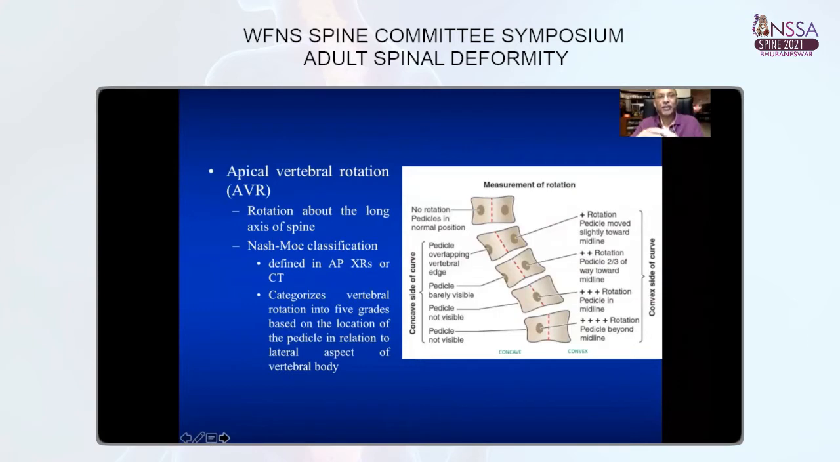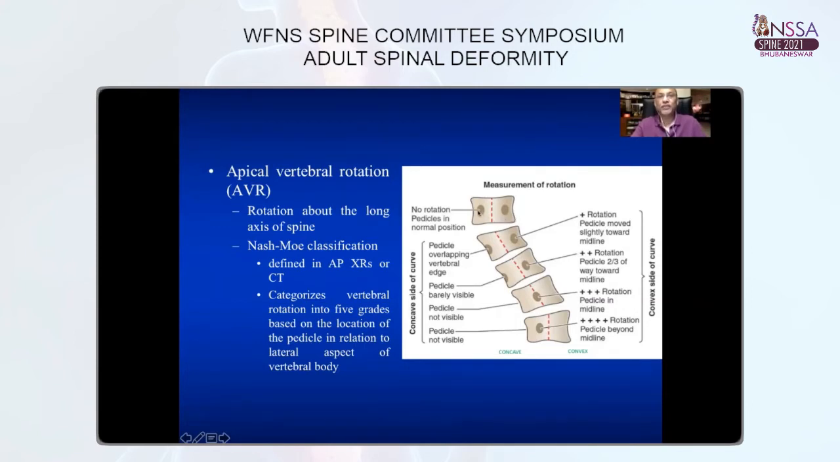So it is a rotation about the long axis of the spine, and you can see in this particular case, we can see the whole thing moving. There's an Ashmore classification defined in AP X-rays or CT. Generally, we take CT. It categorizes vertebral rotation into 5 grades based on the location of the pedicle in relation to the lateral aspect of the vertebral body.